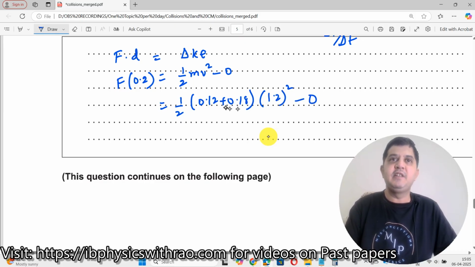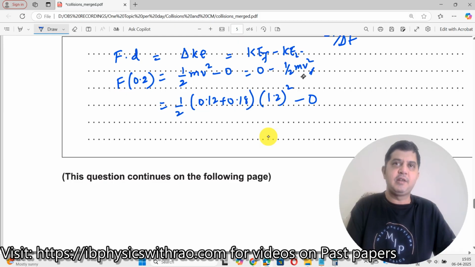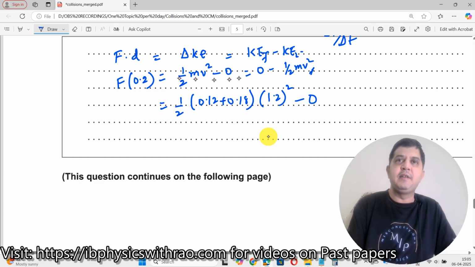Okay, some of you might think, why am I writing like this? Because this delta kinetic energy should be kinetic energy final minus kinetic energy initial. So as a result of this, you should have written 0 minus half mv square. That's what you have thought about it. You can write like this also, nothing wrong. I just skipped one step over here. If you are writing it like this, what should happen? Because I am using my proper sign notation here, right?